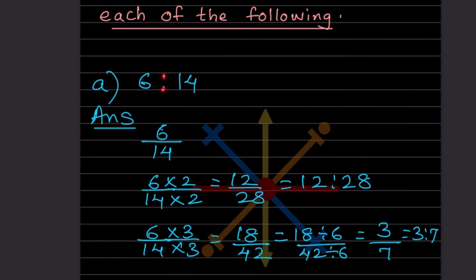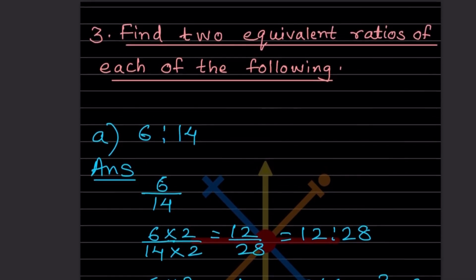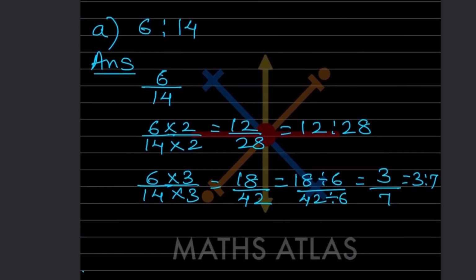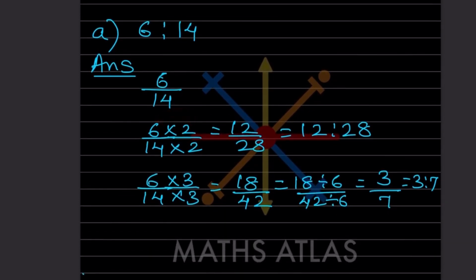Now 6 is to 14 can be written as 6 by 14. And what are you going to do? What did they ask for here? Equivalent ratio. So we'll multiply this by 2. If you multiply this by 2, this also should be multiplied by 2. So that is going to be 12 by 28, which is 12 is to 28, because we want it in the form of a ratio. Again here, when you multiply by 3, you are going to get 18 by 42. That is 18 divided by 6, 42 divided by 6, which is going to be 3 is to 7.